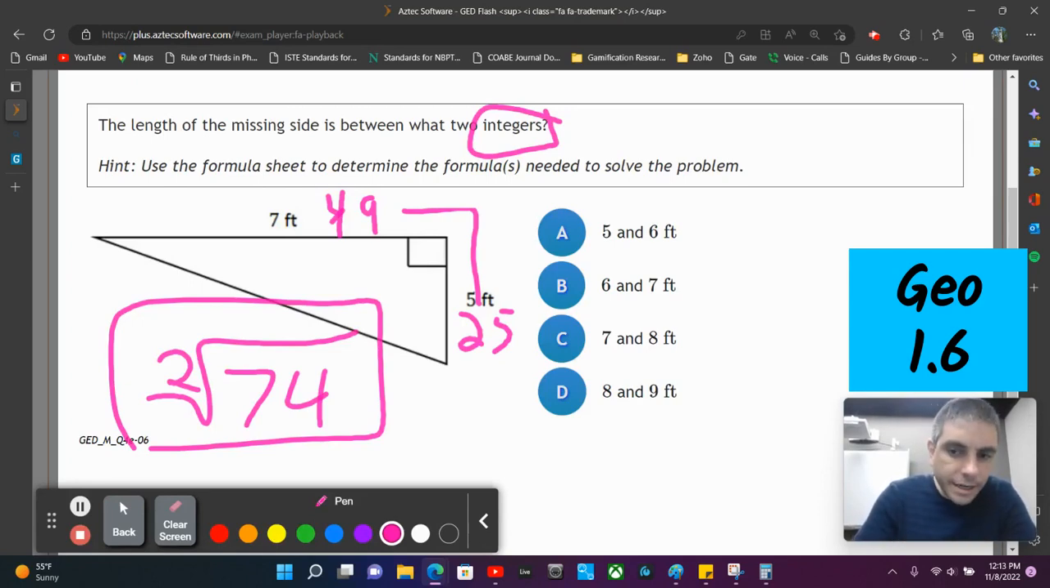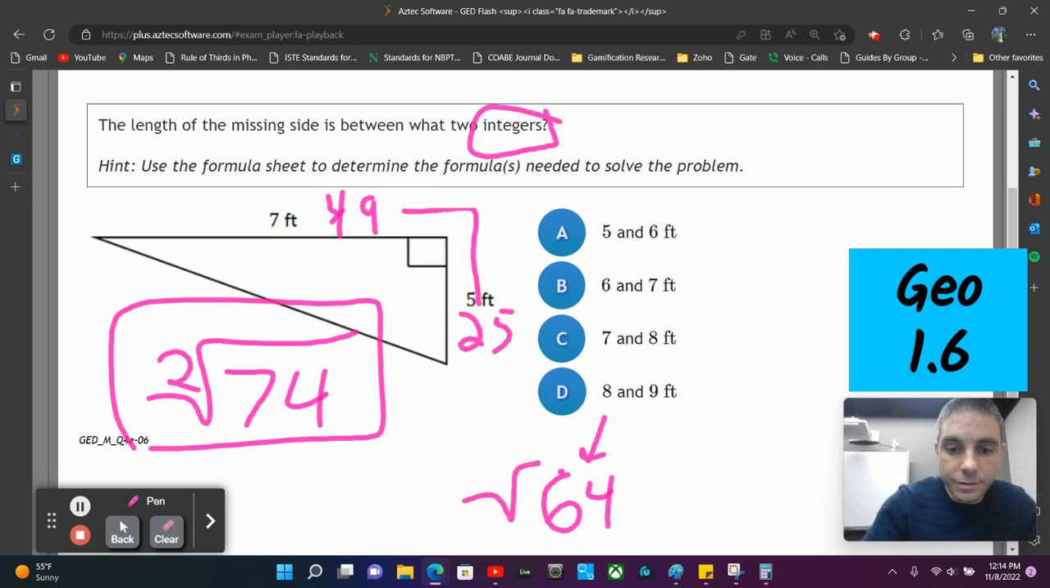Well, if we don't have a calculator, we can approach it like this. I'm going to start with my biggest numbers, which is answer choice D. And I'm going to take 8 and I'm going to square it, meaning times it by itself, which is 64. So 8 is really just the square root of 64. You could think of it like that. It's kind of strange, but the square root of 64 is equal to 8.